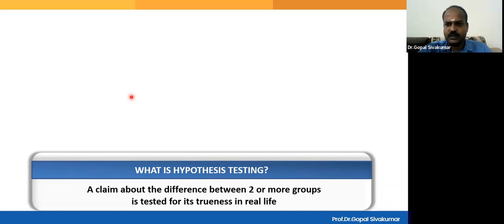So what is this procedure? A claim about the difference between two or more groups is tested by conducting an experiment for its trueness in real life, right? Just because you observed something in an experimental study, it may not be true in real life. So you have to be very sure that whatever you observed in your experimental study will also be reflected in real life. And for that, we have certain procedures and certain tools which will confirm that whatever you observed in the experimental study will also be true in real life. Such a procedure is called hypothesis testing.